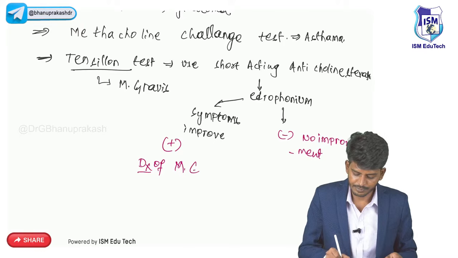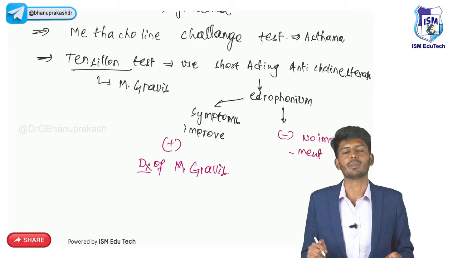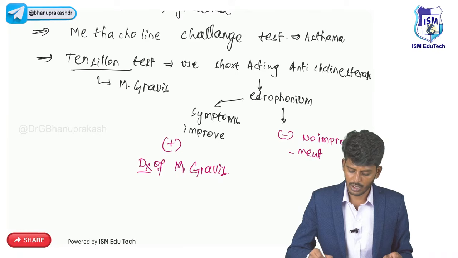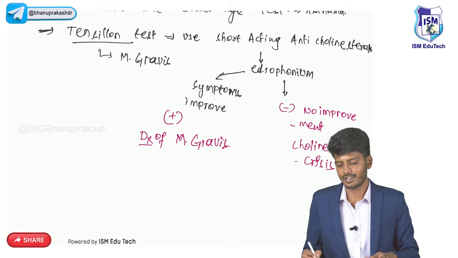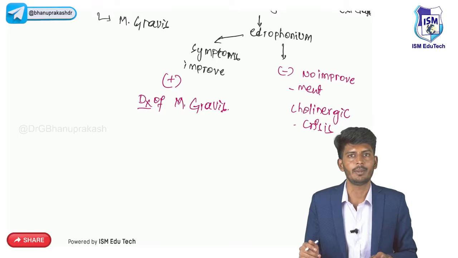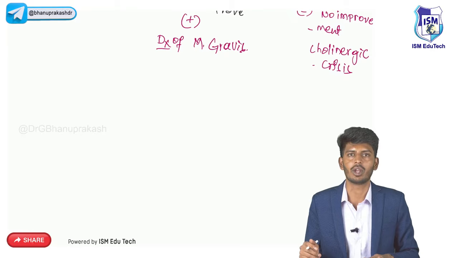Now, if there is no improvement, that is usually a cholinergic crisis. Apart from cholinergic crisis, it can also be some other disorders, for example, Lambert-Eaton. There will be hyporeflexia. So this is the story of your cholinomimetics.